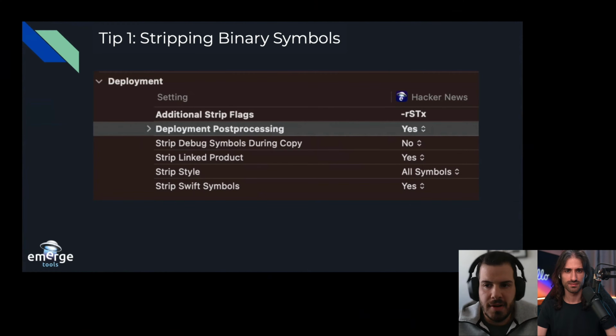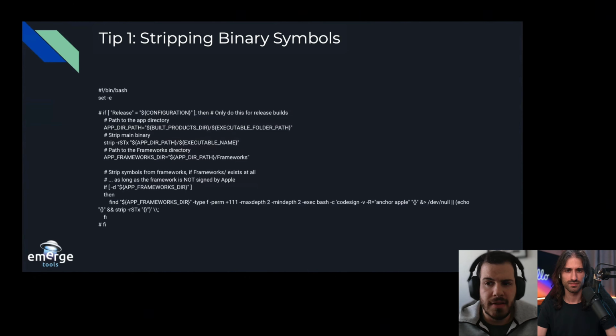To apply the first step to your app, the first option is to enable all strip flags in Xcode. This includes stripping Swift symbols, and if you are linking against a pre-built framework, you should also enable deployment post-processing that will apply the strip to all the binaries before completing your build. As I said before, if you are not using Xcode as a build mechanism, you can use this script that we will share after the video that allows you to completely strip the symbols from each one of the binaries that are in your app.